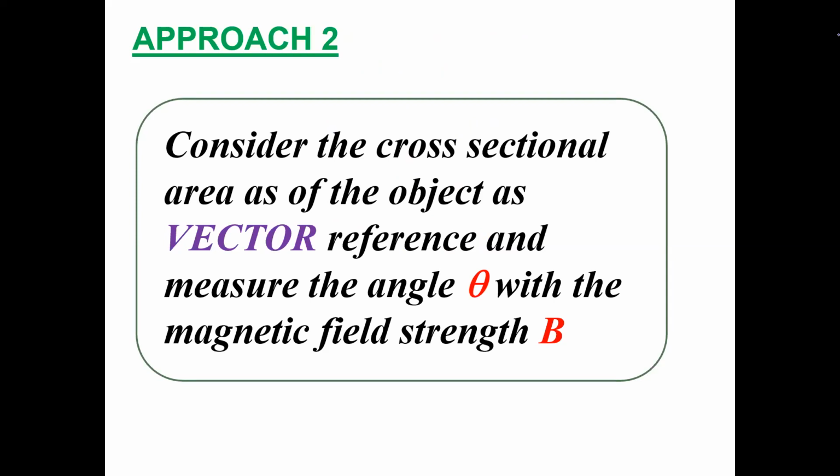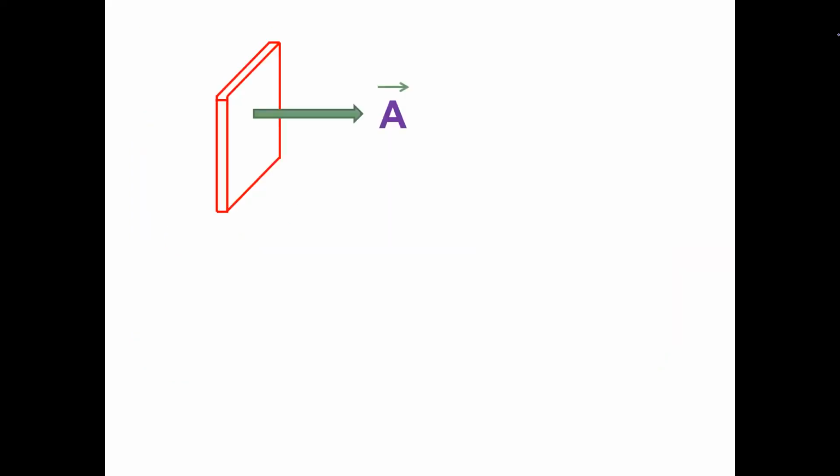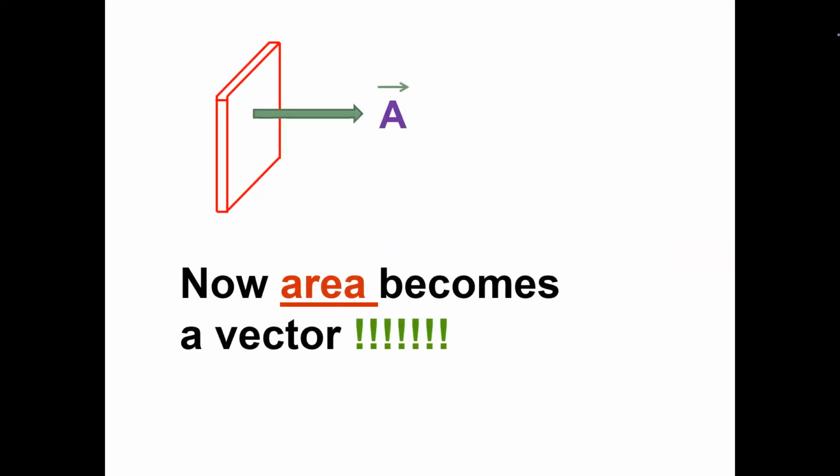Now we are moving towards approach number 2. Now this is a new approach. Now area becomes a vector, even though this is not a reality. Area is not a vector, but we can take area as a vector if we put an arrow. A vector is something that has a definite direction. So now give a side heading, approach number 2.